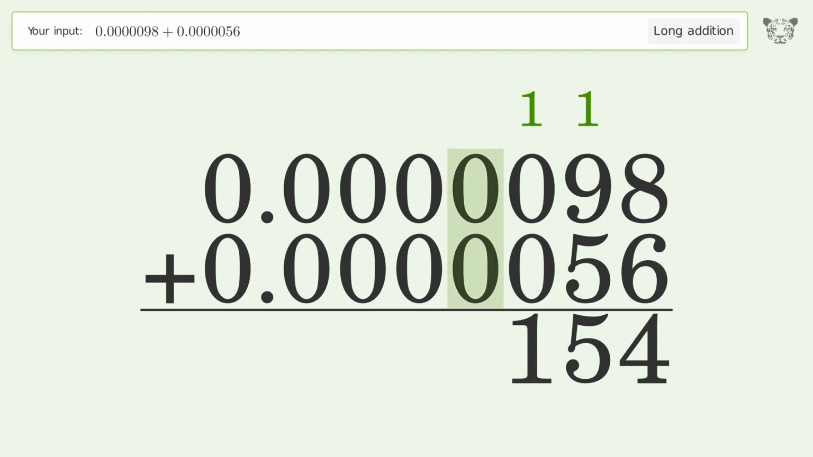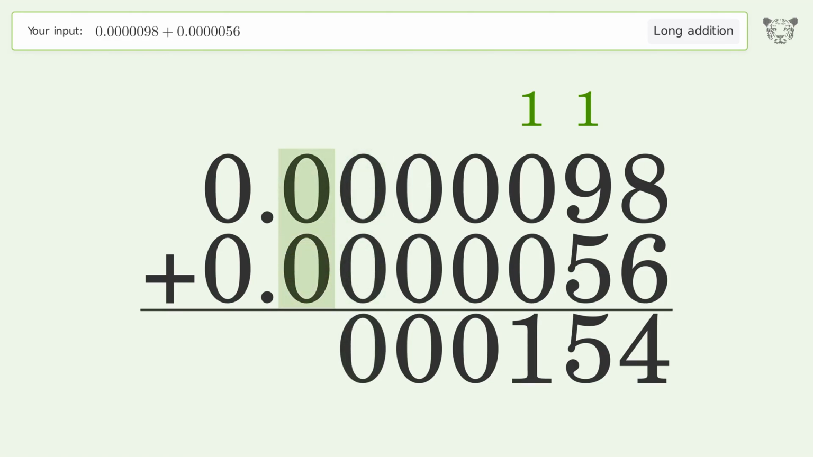0 plus 0 equals 0. 0 plus 0 equals 0. 0 plus 0 equals 0. And so the final result is 0.0000154.